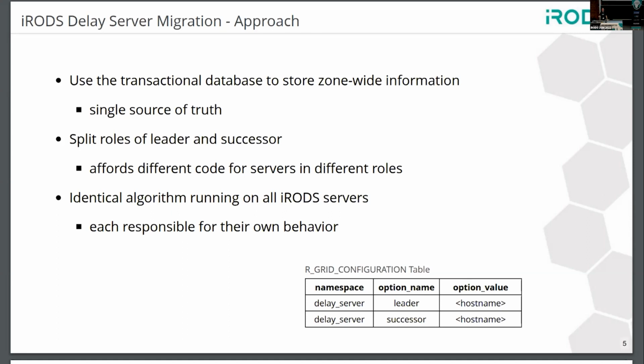In the configuration for this, it's two rows in the grid configuration table. One defines who the leader is, one defines who the successor is, and those are just host names. So that's how we hold it. Everything else is in the box.